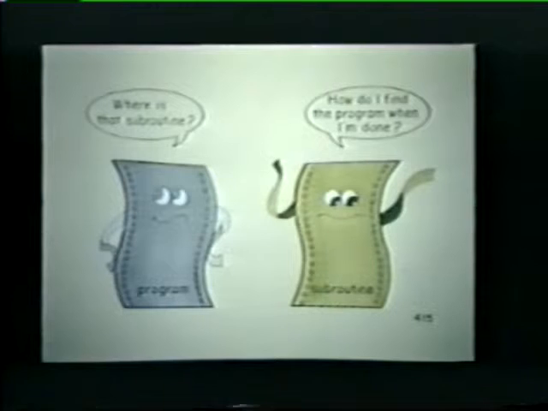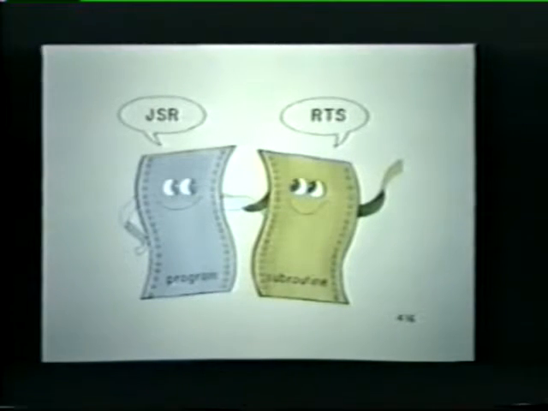How are these two problems solved in a PDP-11 system? These problems are solved by two subroutine instructions. JSR, or jump to subroutine, which is used to find the subroutine, and RTS, or return from subroutine, which is used to return control to the main program. As we will see shortly, these two instructions are closely related.